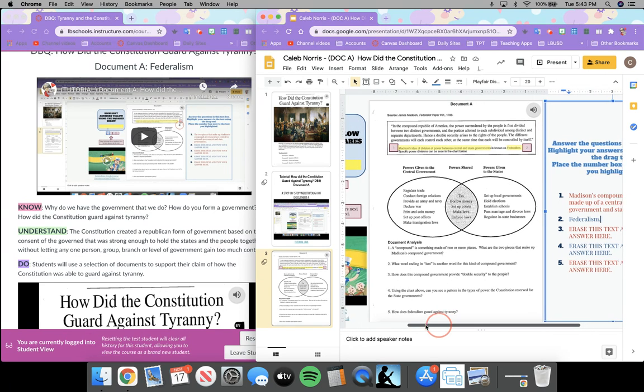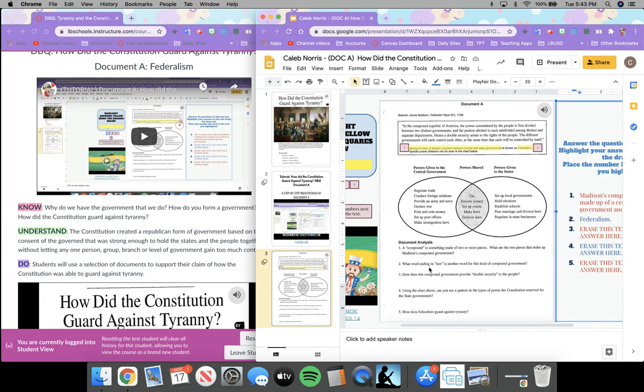So my answer is going to come from this last part here. So how does it provide this double security? Well, the power is split, so it's separate, right? And they also are checking each other, making sure each other is following the law as it's supposed to in the Constitution. And they're also controlling themselves by being split up even within themselves. Okay, so that answer comes from our last part of the excerpt here. The different governments will each control each other at the same time that each will be controlled by itself.